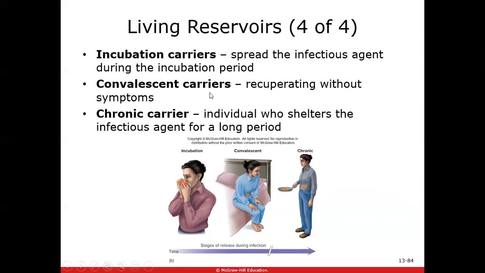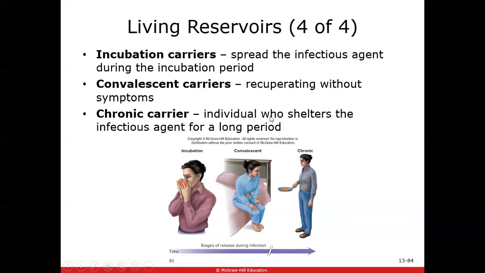Convalescent carriers, so these are people that are feeling better, and they aren't actively sick, so they think, okay, I'm all right. I'll go back to work or I'll go to the gym. I'm feeling better, so I'll work out and it should help me sweat this thing on out. Well, they could actually still be spreading it. They're living reservoirs. They're better. Their immune system's fighting it off effectively, but they still spread it to other people.